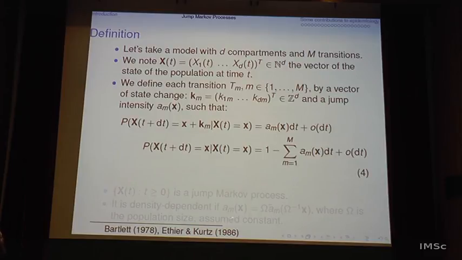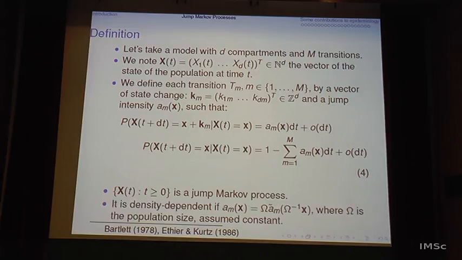And a jump intensity that generalizes also what we saw before. So this jump intensity tells me that the probability to jump is proportional to the time interval I consider. And the complementary, so the probability to stay in the same state of the system, is 1 minus the probability to jump somewhere else. So that's why we call it a jump Markov process.